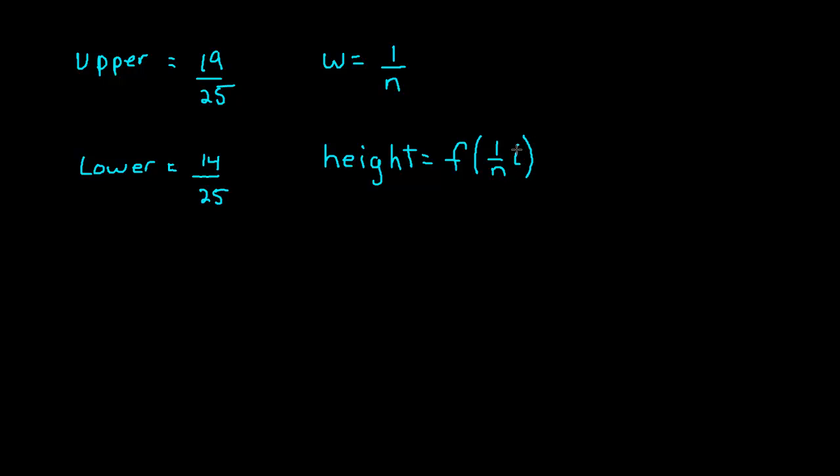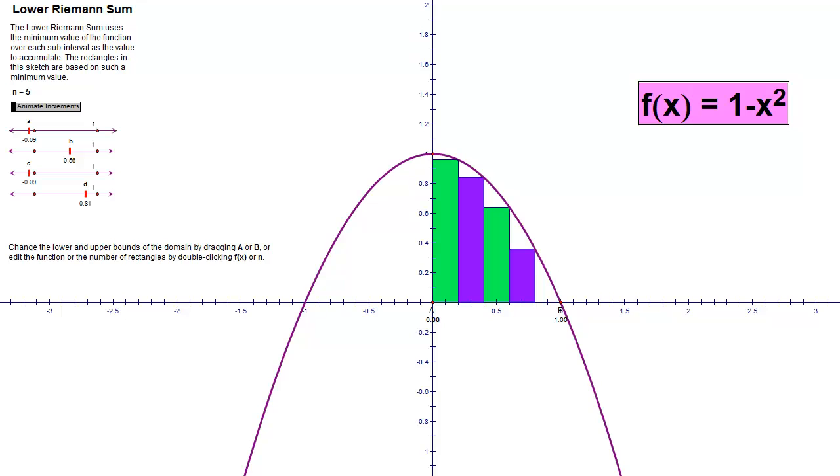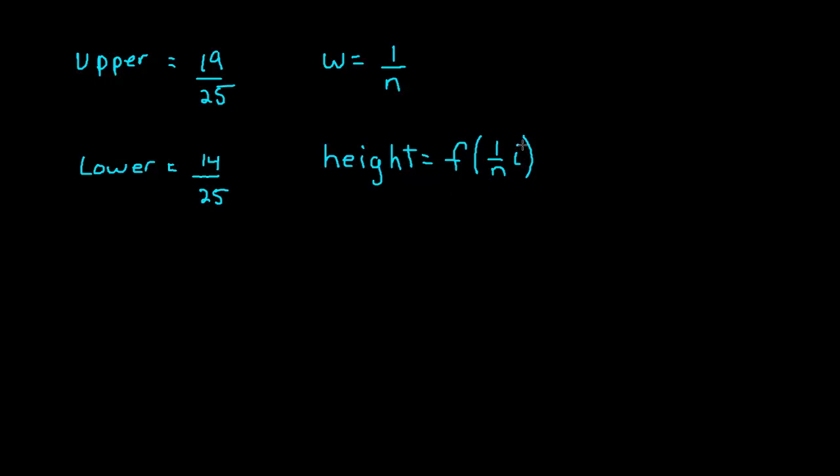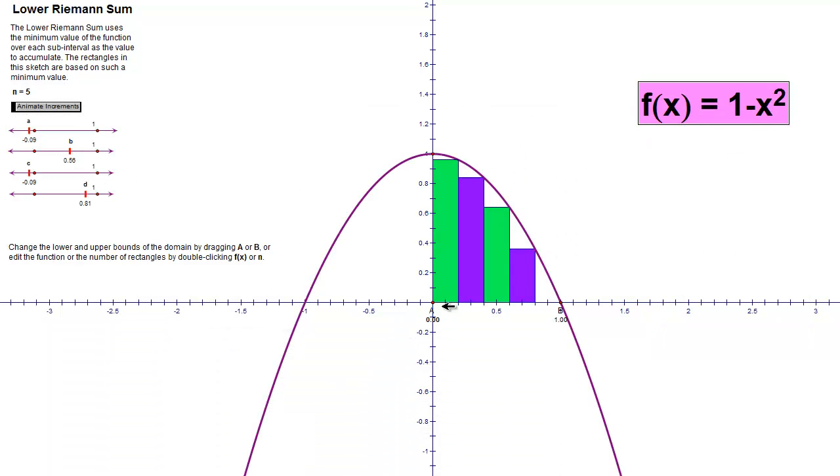Where i is simply taking on integers. So if I want the height of my first rectangle, i would be 1, and that would be f of 1 over n. If I want the height of my second rectangle, let i be 2, and I get f of 1 over n times 2, which would put me right here.